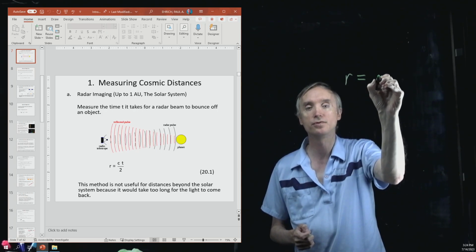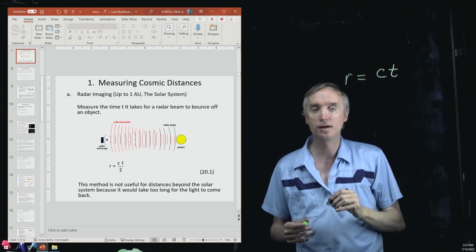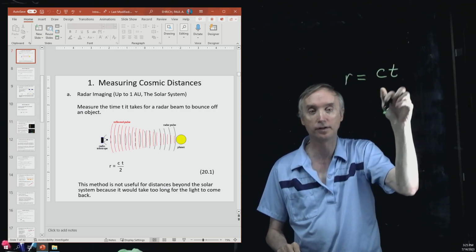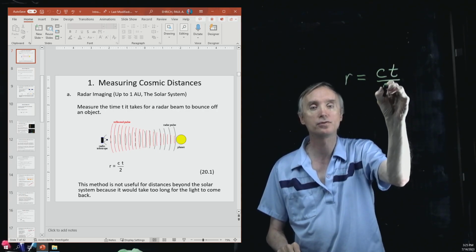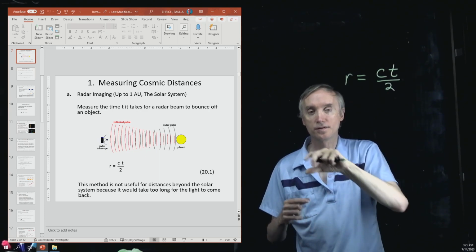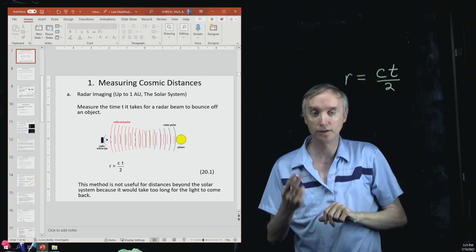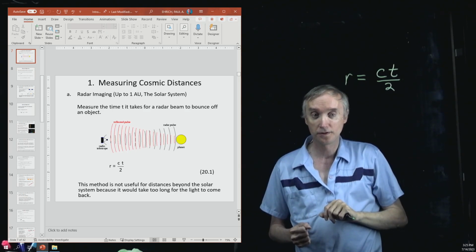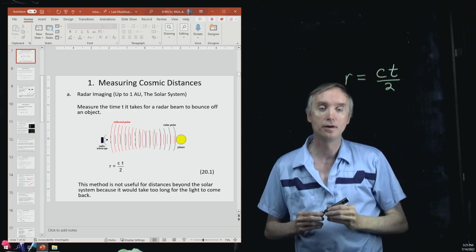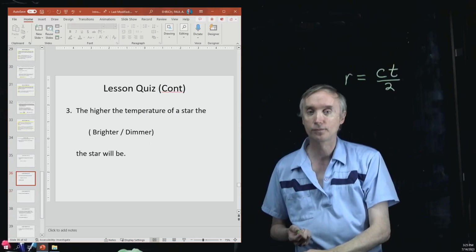So it was equal to the speed of light, times the total amount of time that the radar beam was traveling, and then divided by 2. So the question is, what's the 2 in there for? It's because the signal has to get there and then come back, so it's actually traveling twice the distance. So therefore, if we divide it by 2, then we get an accurate reading about how far away it is. So that was question number 1.